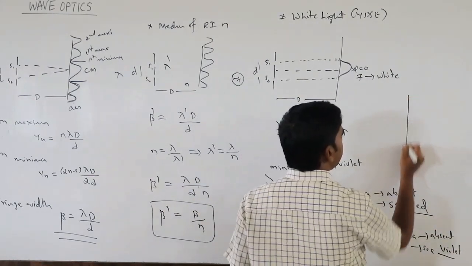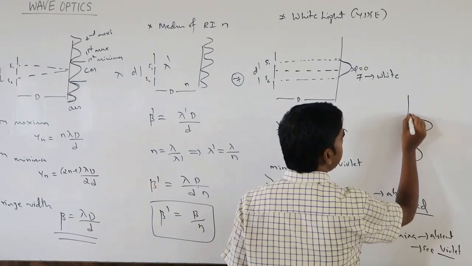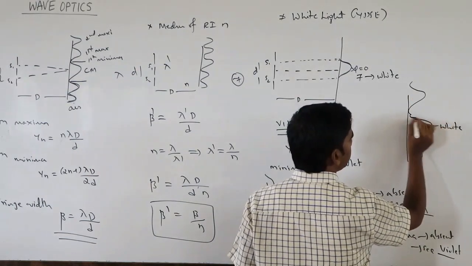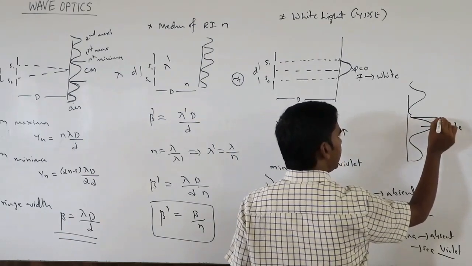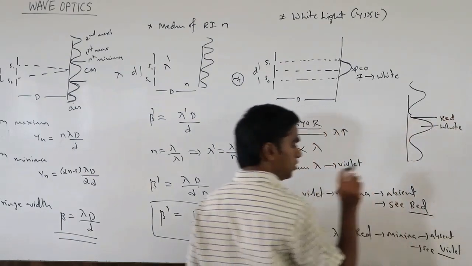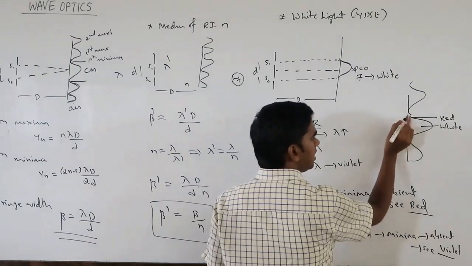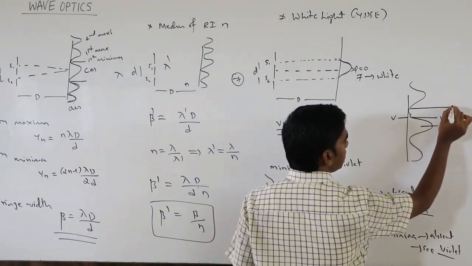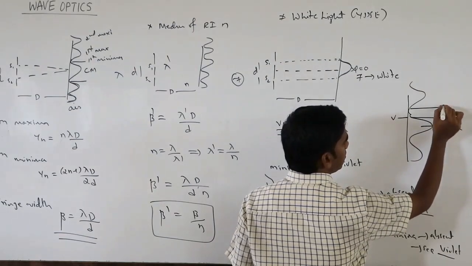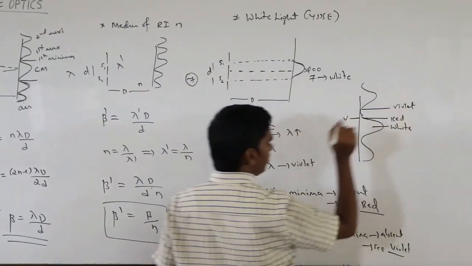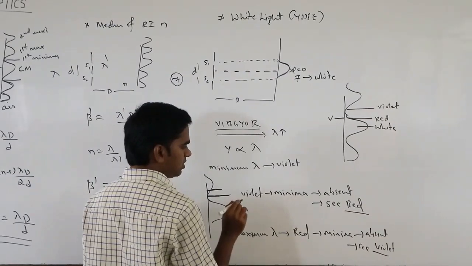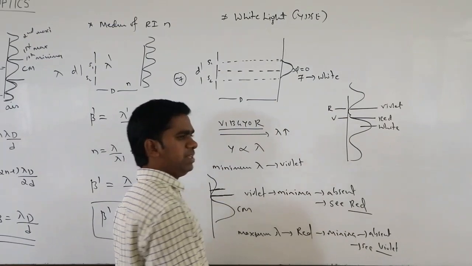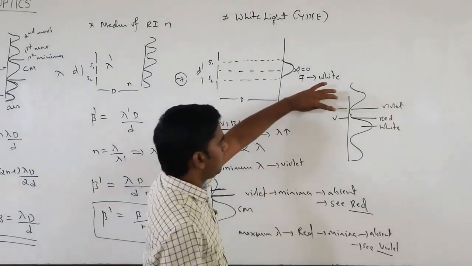So according to this, if this is your fringe, this is white color. So here what you will get? You will get red first. It looks like red, but it is actually violet. Here you will see violet color, but actually which color is going to be there? Red color is going to be there. I hope you are getting.